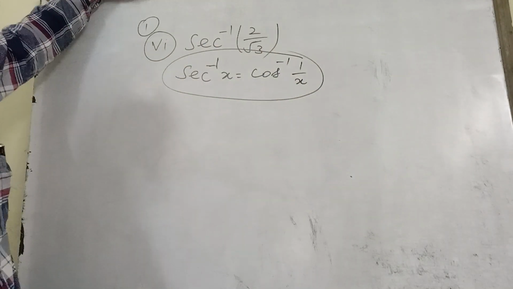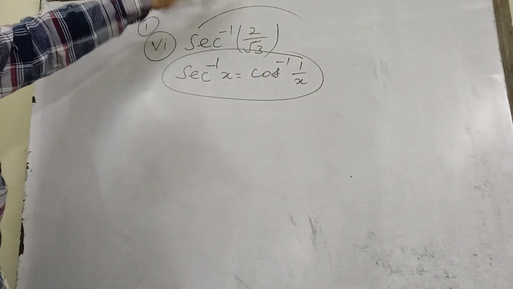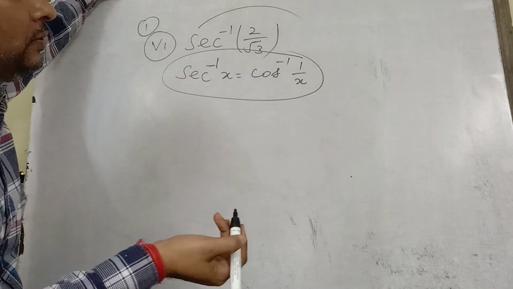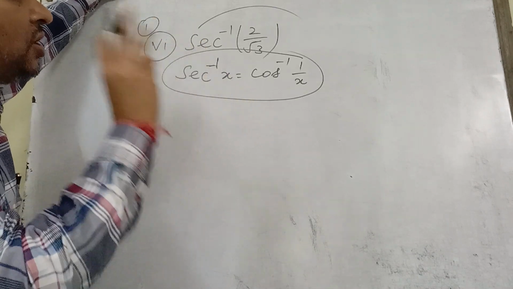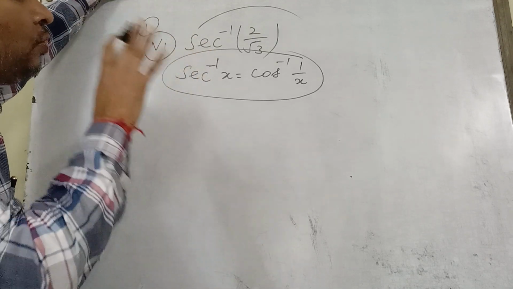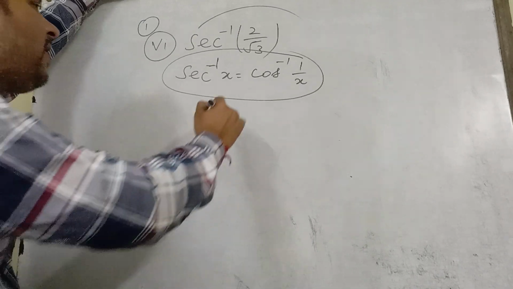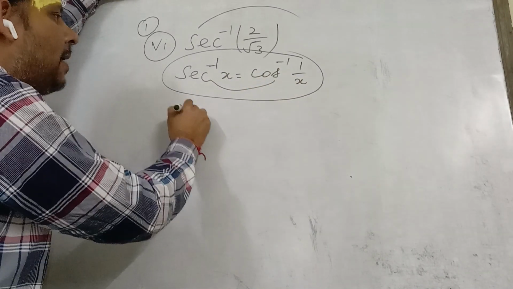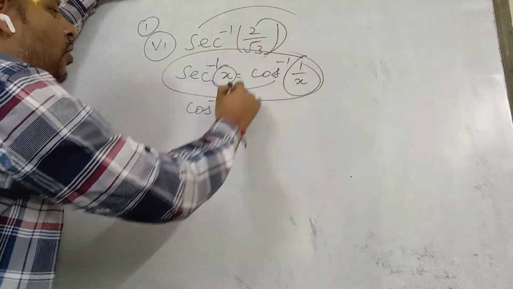Understand? We have not learned the range of sec inverse, because I also told you that you only need to learn three ranges: sin inverse, cos inverse and tan inverse. You don't need to learn the range of cosec, sec and cot. So we convert this into cos inverse, taking the reciprocal, so the reciprocal is root 3 by 2.